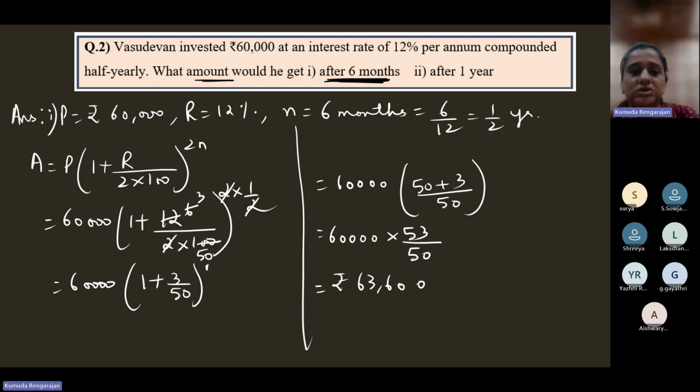Now, under the same situations, 60,000, 12% compounded half yearly. What is the money he will get after 1 year? Same conditions. 60,000, 12% compounded half yearly. What is the money he will get after 1 year? So because it is compounded half yearly, use this formula again. But the time n is 1 year, so N is 1.